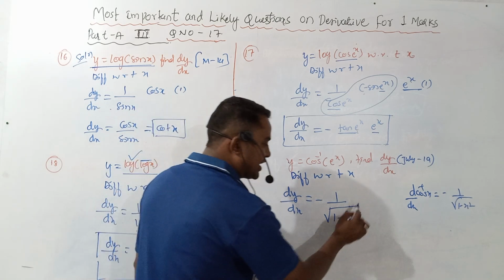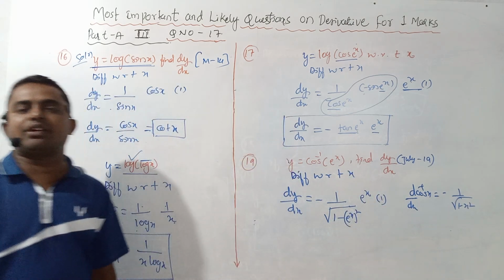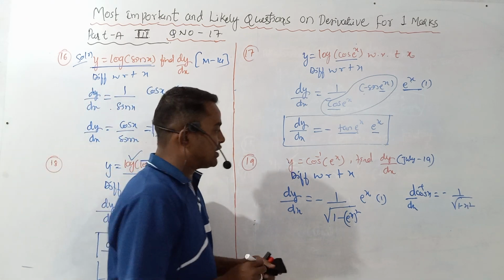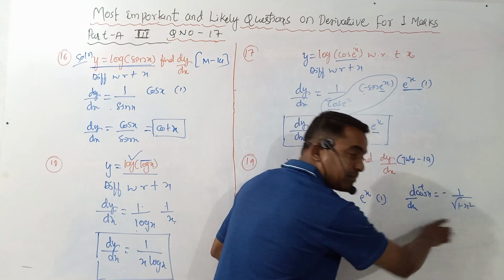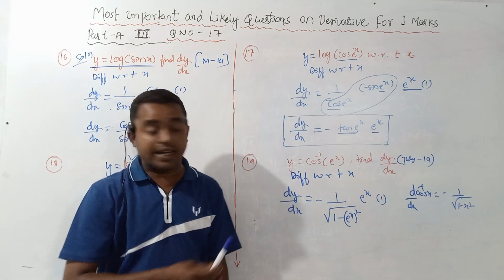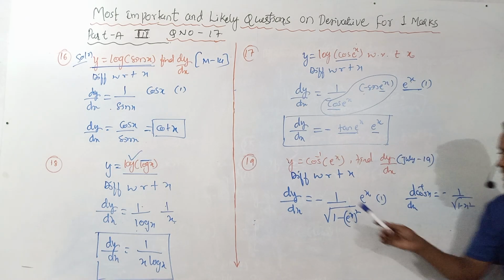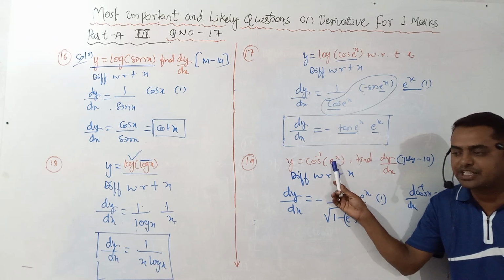Then derivative of e raised to x is e raised to x. Derivative of x is 1. Now, see here once again: derivative of cos inverse x is minus 1 divided by root of 1 minus x square. Here, instead of cos inverse x, e raised to x is there.